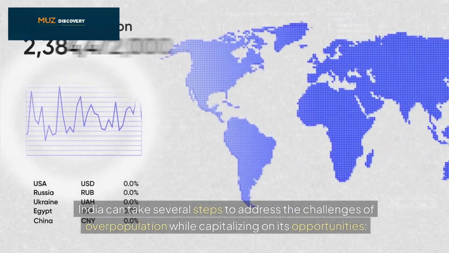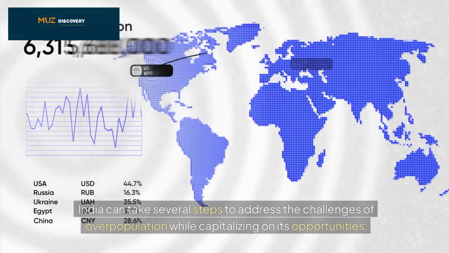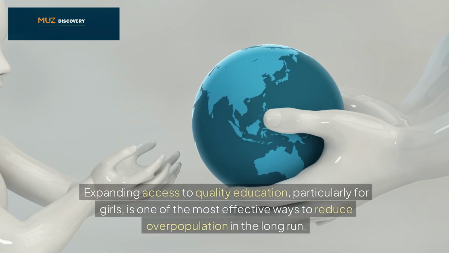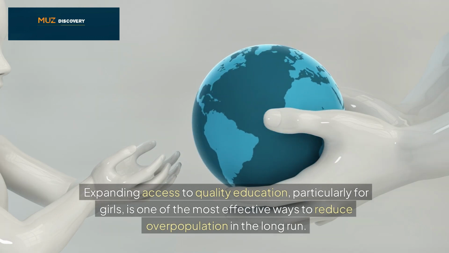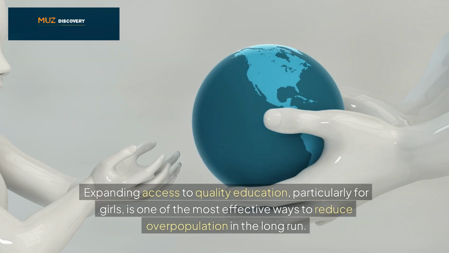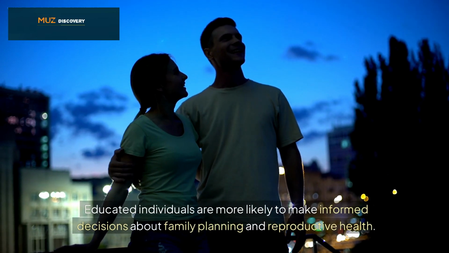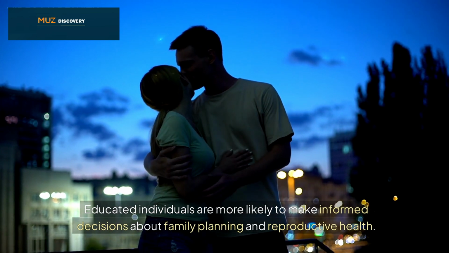India can take several steps to address the challenges of overpopulation while capitalizing on its opportunities. Focus on education. Expanding access to quality education, particularly for girls, is one of the most effective ways to reduce overpopulation in the long run. Educated individuals are more likely to make informed decisions about family planning and reproductive health.